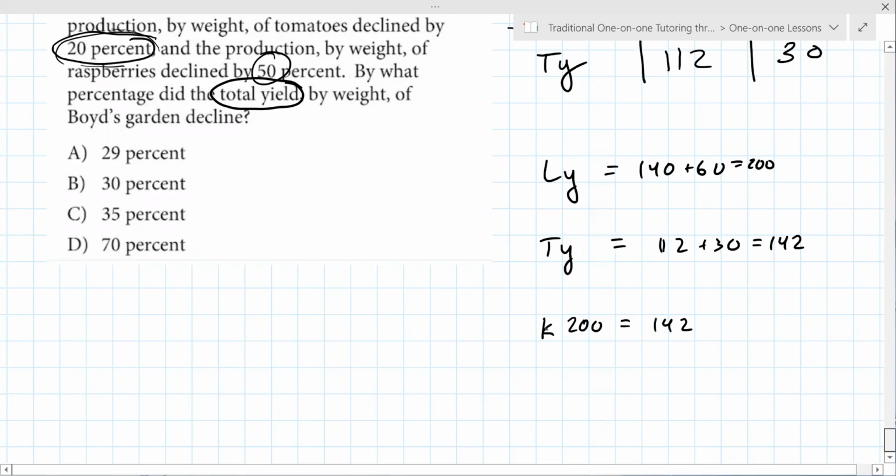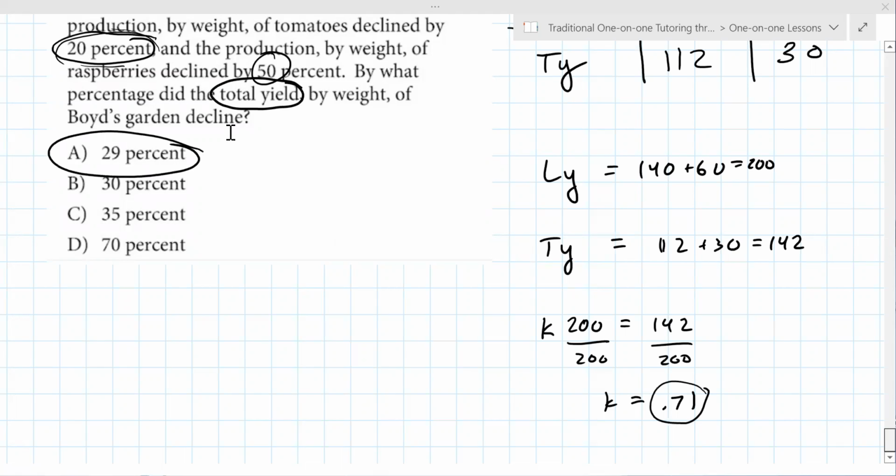So I'm figuring out the percentage between the two. Yes, and you can do that by dividing both sides by 200, and you're going to get 0.71. So it'd be D. Well, D is 70, and that's why you've got to be careful here. This is how much was remaining, not how much it went down. So it'd be A.